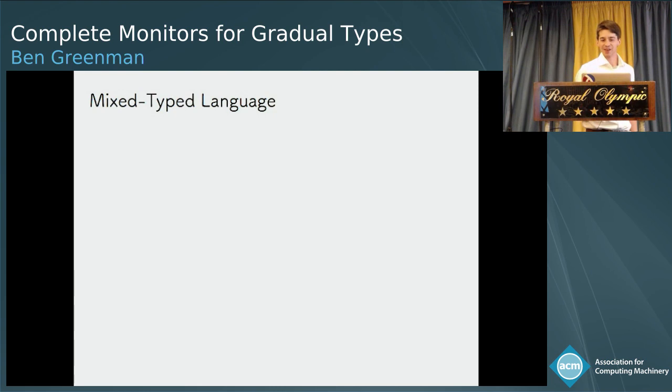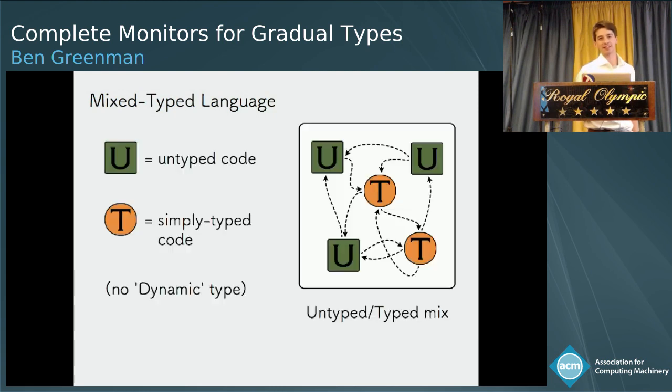First things first, what do I mean by a mixed typed language? It's simply a language where you can have both typed code and untyped code. So a program is made of different chunks, different modules, if you will, and they can share values when the program runs. We don't need a special dynamic type to get into this situation, so I'm not going to talk about a dynamic type anymore.